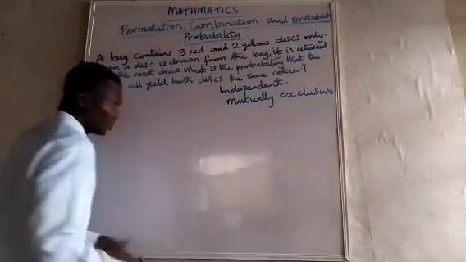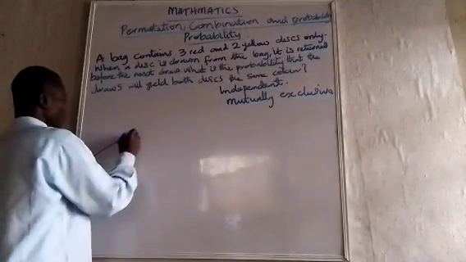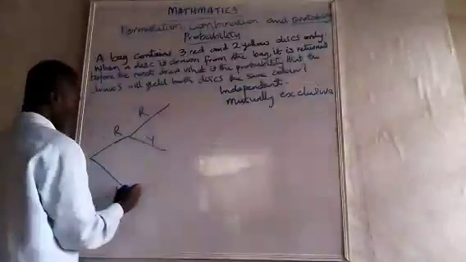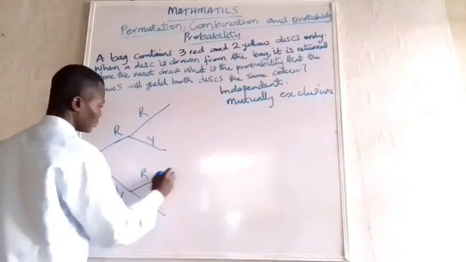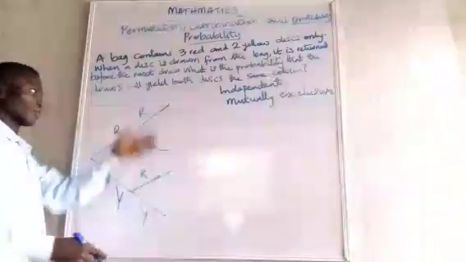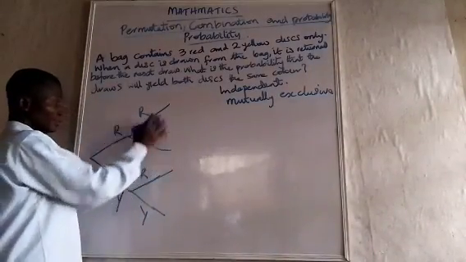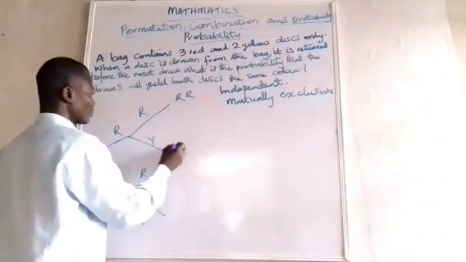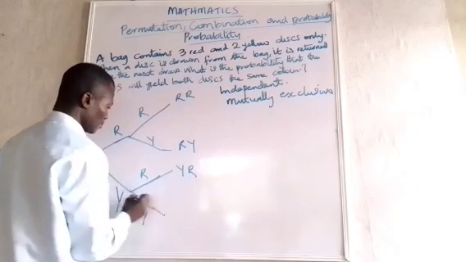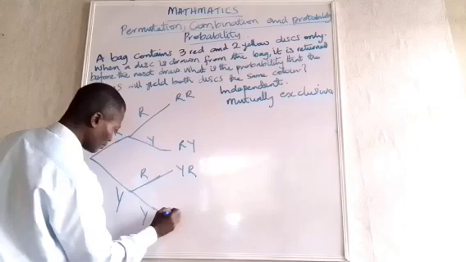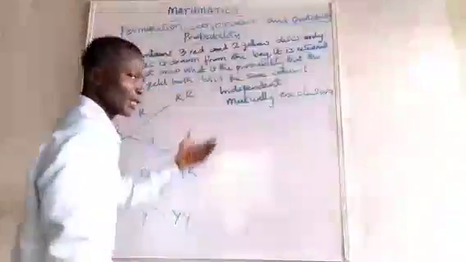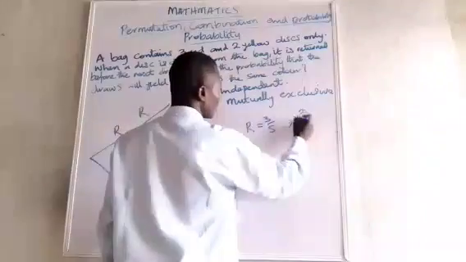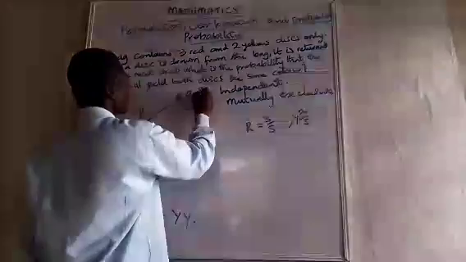Now let's look at another way of looking at it using a tree diagram. For this one, we have here red, yellow, red, yellow, red, yellow. It will still be tantamount to the multiplication law, but I want us to see how to use the tree. Here we have RR, RY, YR, YY. So when we have RR, what is the probability of having R? Since it is independent, we have this one to be 3 over 5, and this one to be 3 over 5. So RR is 9 over 25.